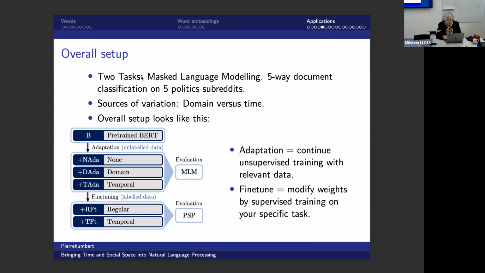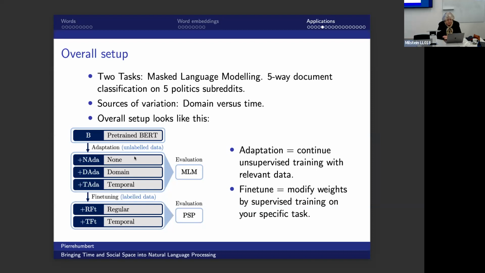So the paper looks at two tasks. One is masked language modeling, so that's predicting the word that you had. The other is a five-way document classification on politics subreddits: what's the political point of view? We have a variation in the domain and we have variation over time. We're starting with our pre-trained model.